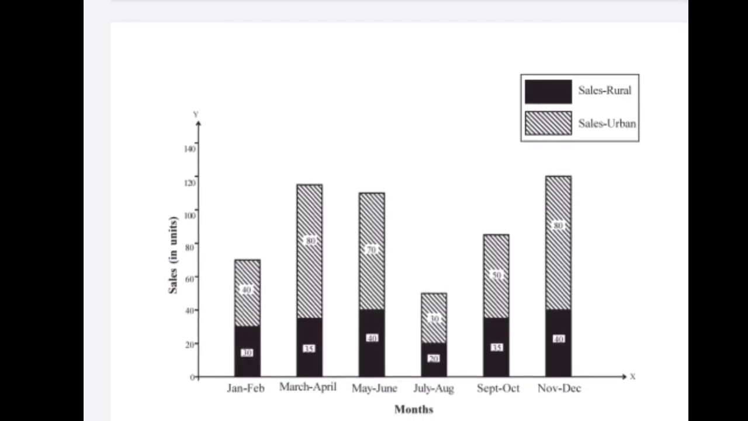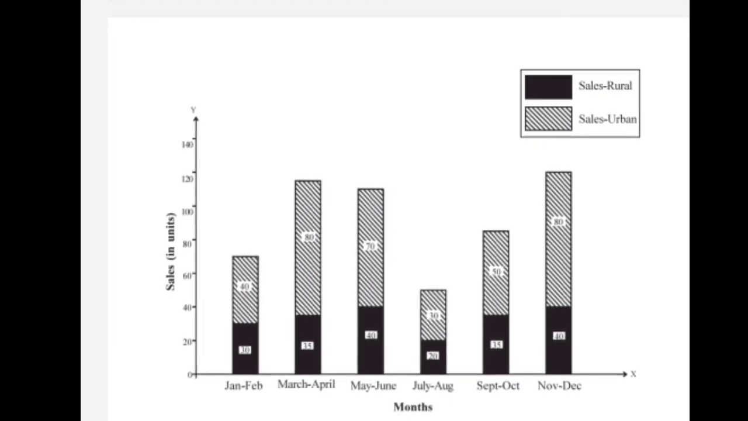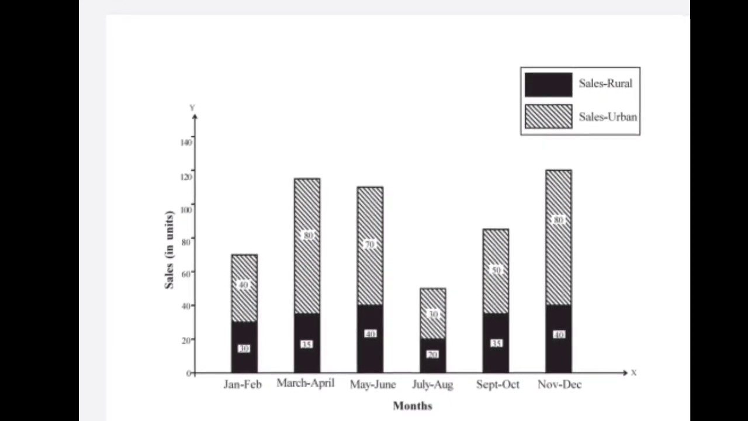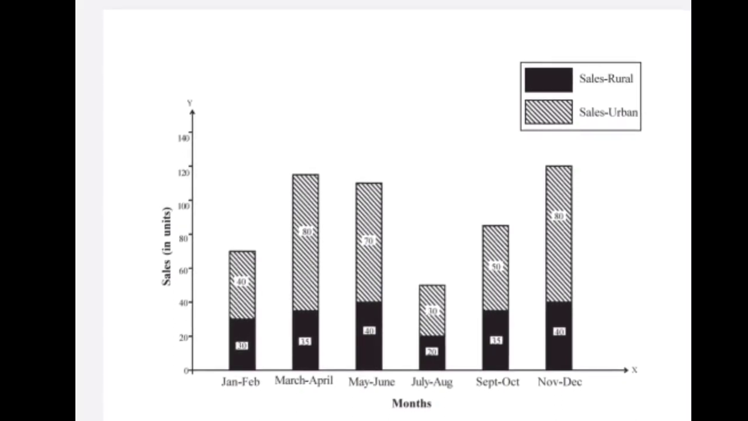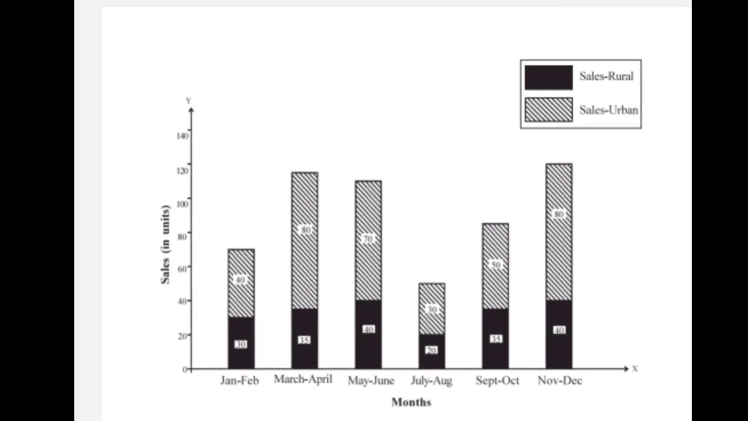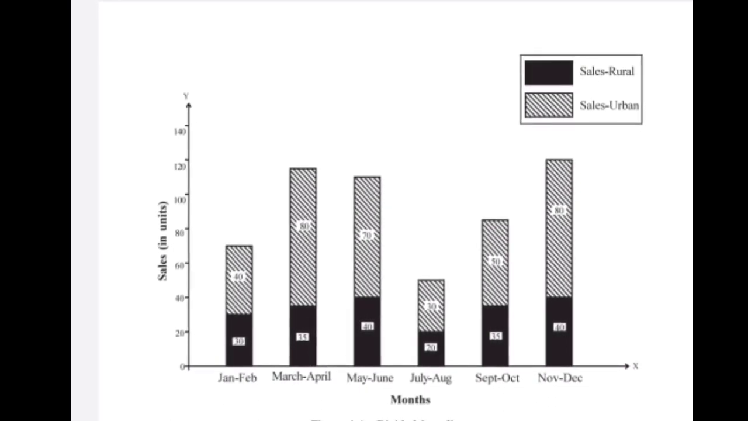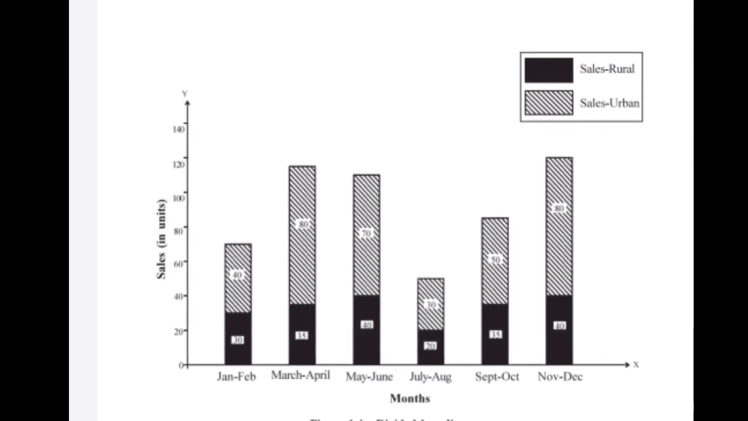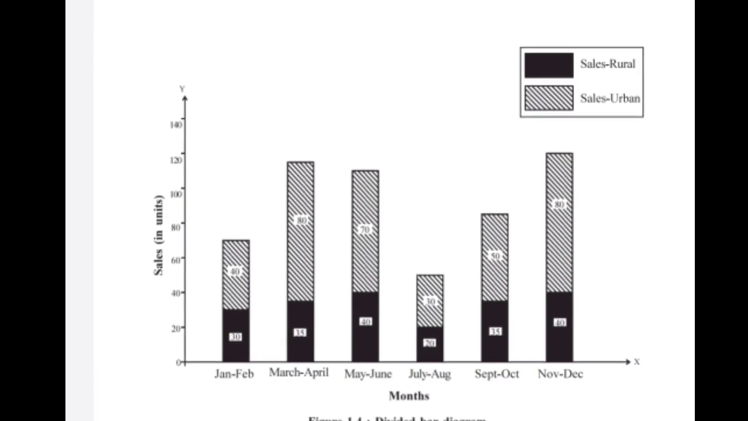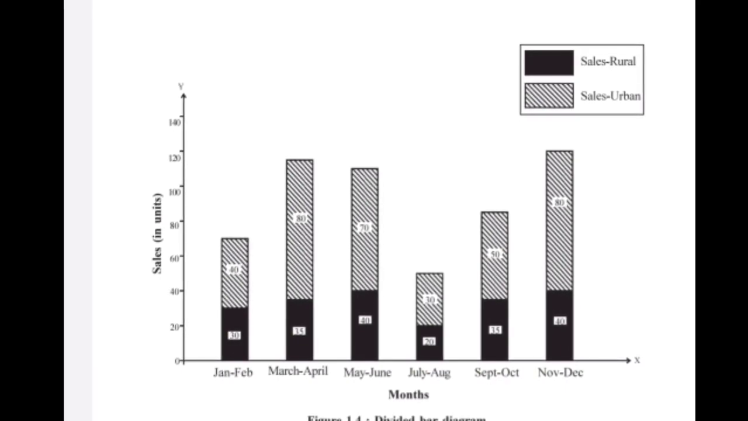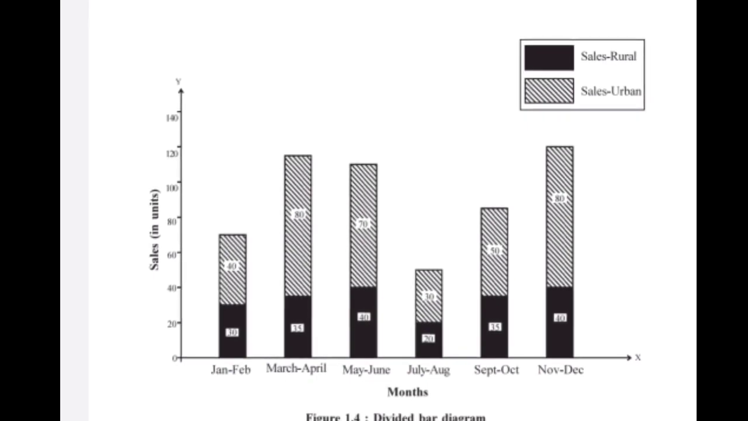Now we are going to draw the divided bar diagram. X-axis months and the y-axis sales in units. First January, February, there are sales in rural area 30 and sales in urban area 40. So we have to define 30 and 40, 70 total. Okay, so we have to draw a bar 0 to 70 between the 60 and 80, and we have to divide that bar with rural, that is 30, and urban, that is 40.